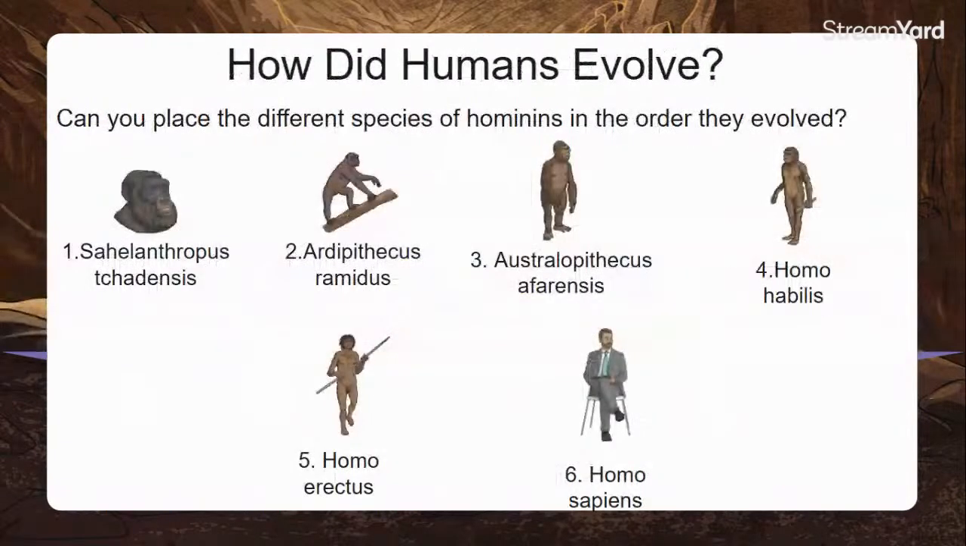Let's have a go. So this is how they think humans have evolved. So the first human-like creature is number one. So it's a Sahelanthropus tchadensis. So if you go back millions of years, that's the start of the chain. And then over millions of years, that species evolved into an Ardipithecus ramidus. Okay, so can you see the evolution? And then over millions of years, that then evolved into Australopithecus.